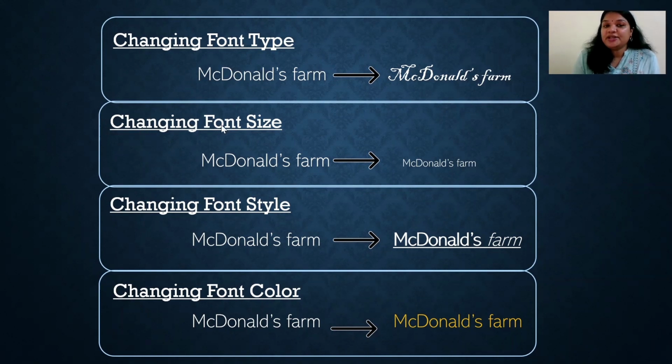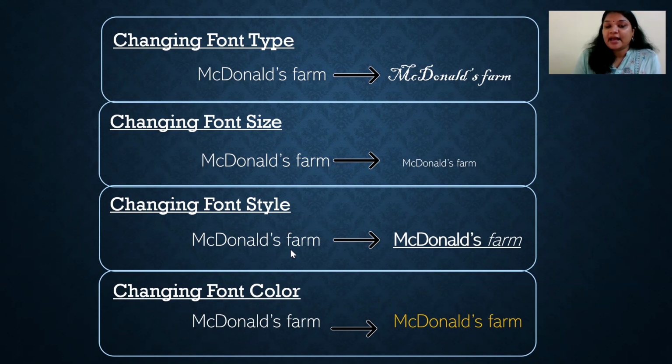Okay. Then changing the font size. It's like, when you are writing a heading, you're writing in one size. And when you're writing the body of the article, you're writing in a different size, right? So like that, the McDonald's form is written in a bigger size here. And this one is a much smaller size. Okay.